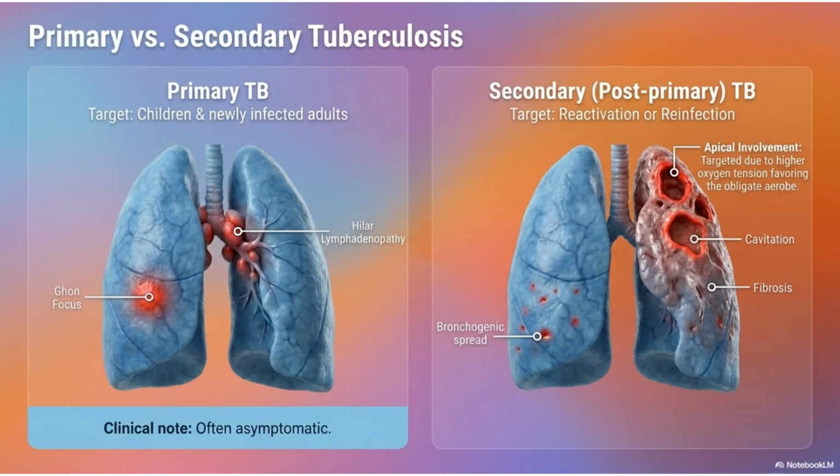Tuberculosis presents differently depending on the stage. Primary TB often affects children and newly infected adults, frequently remaining asymptomatic. Secondary or post-primary TB results from reactivation or reinfection, typically targeting the upper lobes of the lungs where oxygen levels favor the growth of the bacteria.